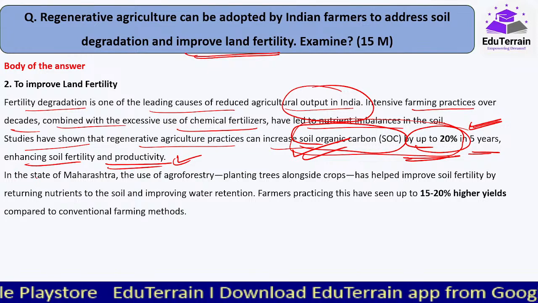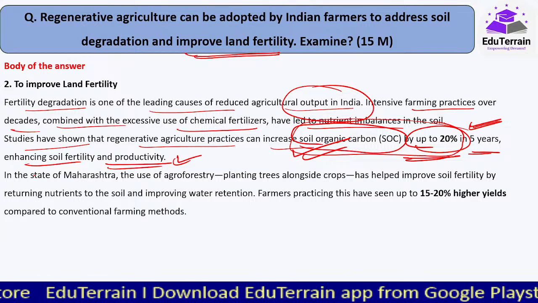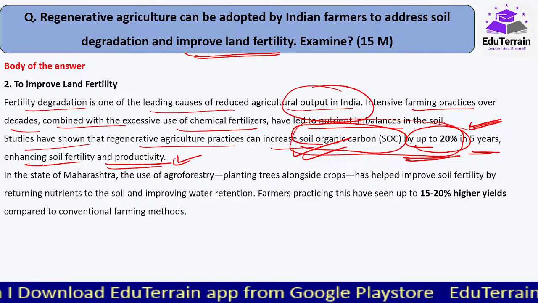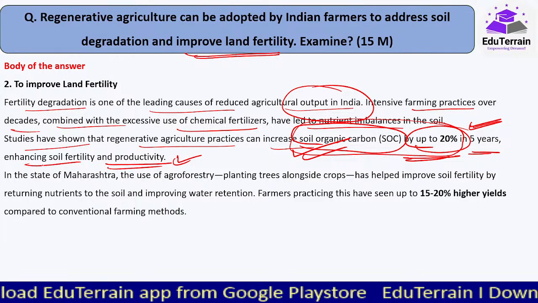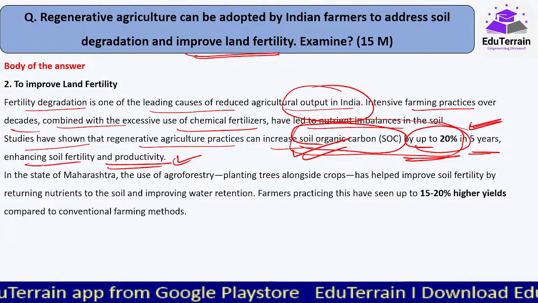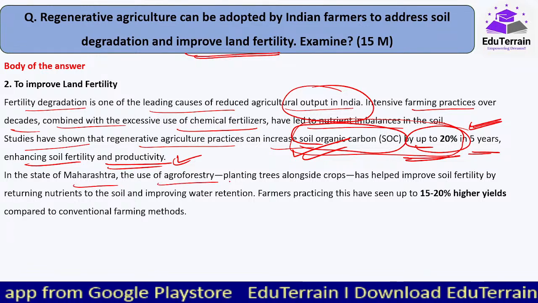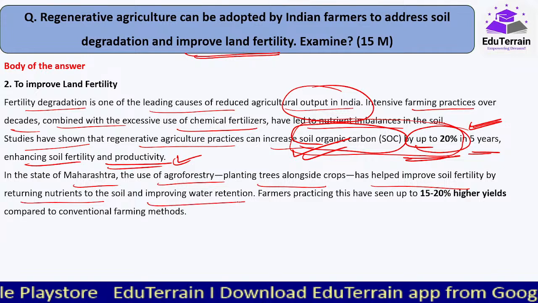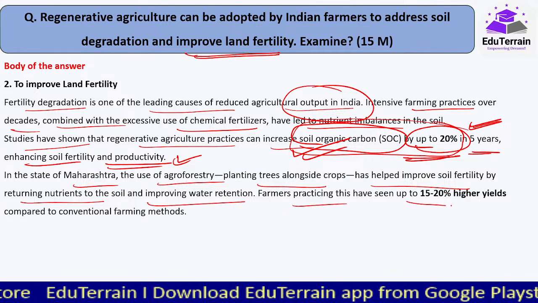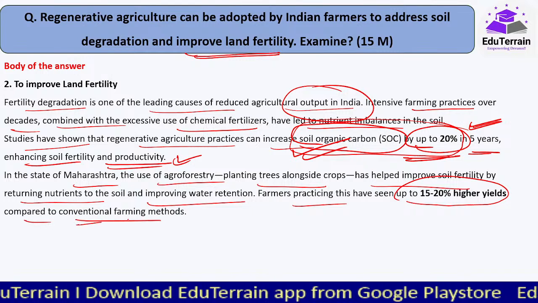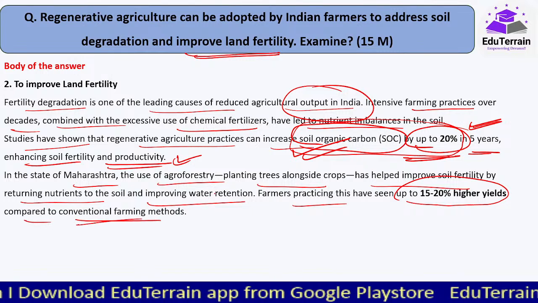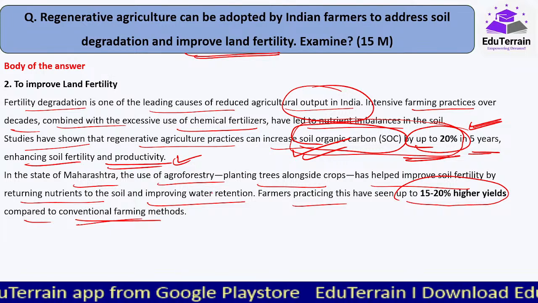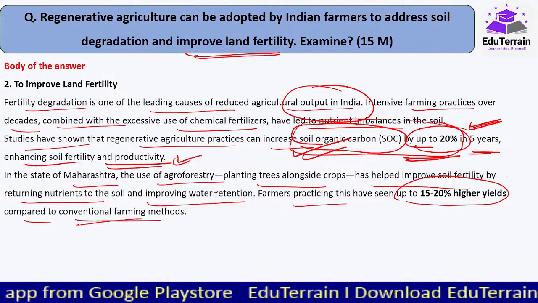So again, example. Here I have tried to substantiate my answer with an example for each point. In the state of Maharashtra, the use of agroforestry, planting trees alongside the crops, has improved soil fertility by returning nutrients to the soil and improving water retention. Farmers practicing this setup have seen up to 15 to 20% higher yields compared to conventional farming methods. Again, agroforestry, there was an article in the news, so there they have highlighted this. यहाँ से मैंने ये लिया है.